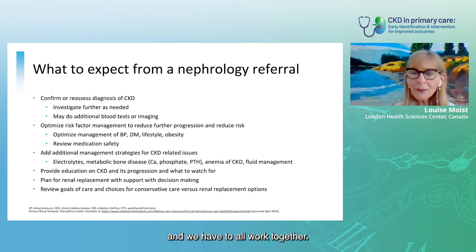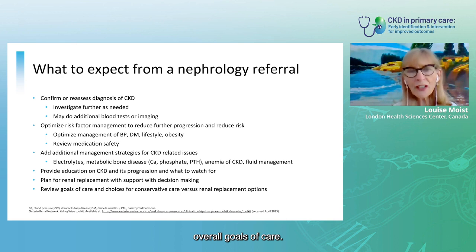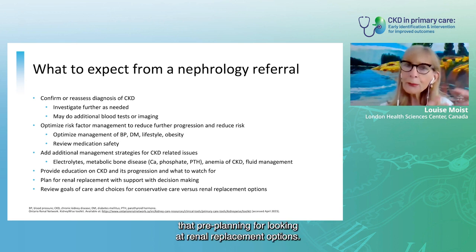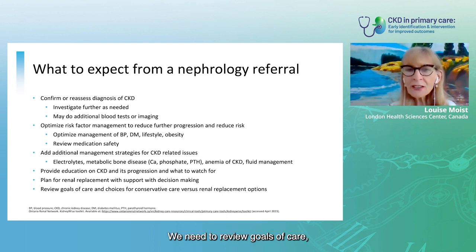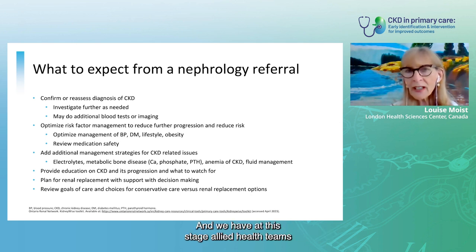Depending on the stage, we have to look forward, plan for renal replacement therapy, get support for decision-making. And again, at this stage, many of us are reviewing overall goals of care. This is where we're getting into that pre-planning for looking at renal replacement options. We need to review goals of care, choices, including conservative management, and really work with families. And at this stage we have allied health teams that are often joining, including social work.